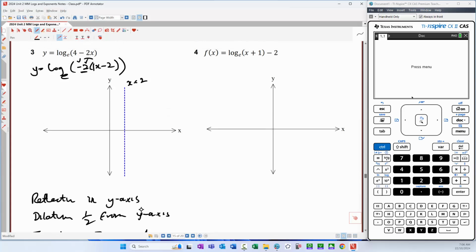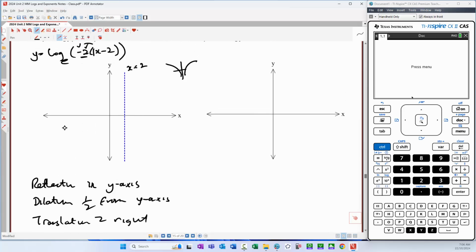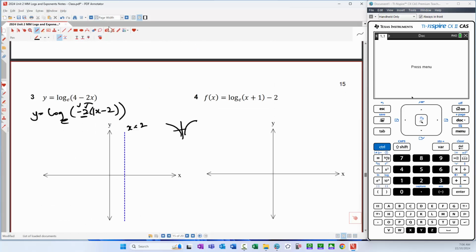Now, because it's reflected in the y-axis, here's the standard. When I reflect in the y, it's going to look like that. So our log is going to look like that. So that means that we're definitely going to get a y-intercept and an x-intercept. All right, so let's find out what they are.